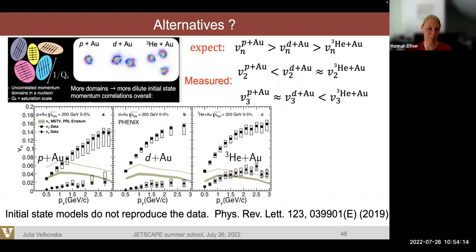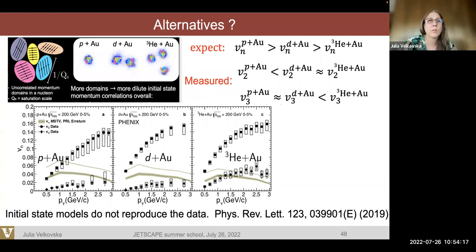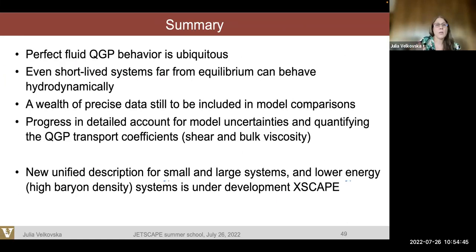So an alternative explanation for this kind of small system correlations was proposed by color glass condensate from initial momentum correlations. However, these models, although they produce some correlations, they could not really reproduce the hierarchy that is seen in the measurements that were in the data. And there are other measurements that I will not touch upon. They're still under investigation. But I'd like to summarize here.